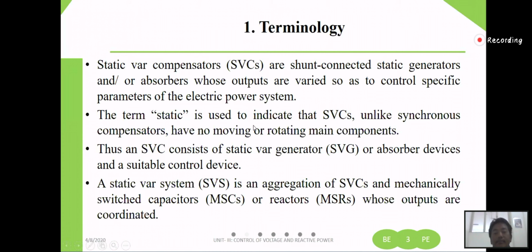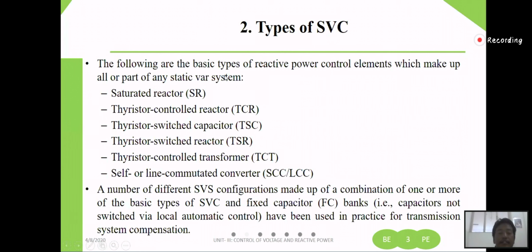There are different types of SPCs, but what is meant by SPC? You have to know that it is a shunt connected static generator or absorber, and static means it will not have a moving part. Under SPC there will be the SPC generator and the absorber. Then you have to know the difference with SVS. Actually, it is an aggregation of SPCs, which will have this mechanically switched capacitor or reactor, whose outputs are coordinated. These are some basic terminology which we will use in static VAR systems.